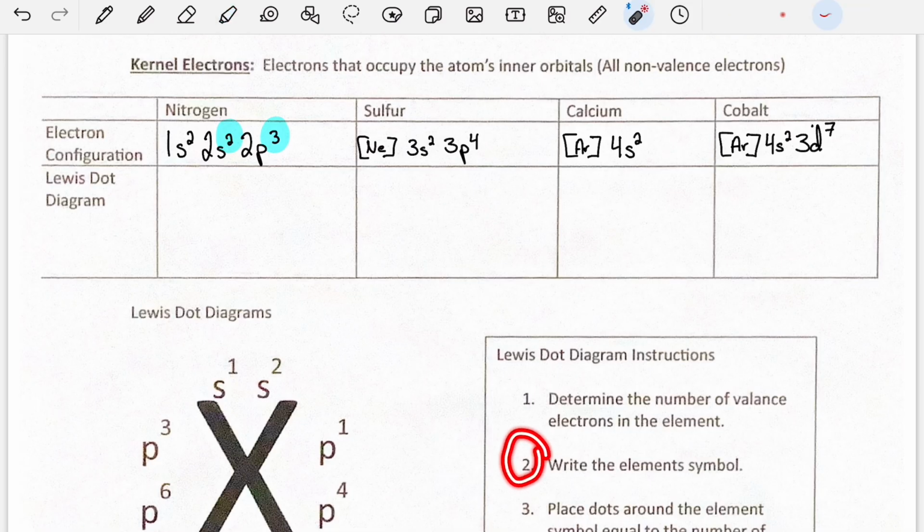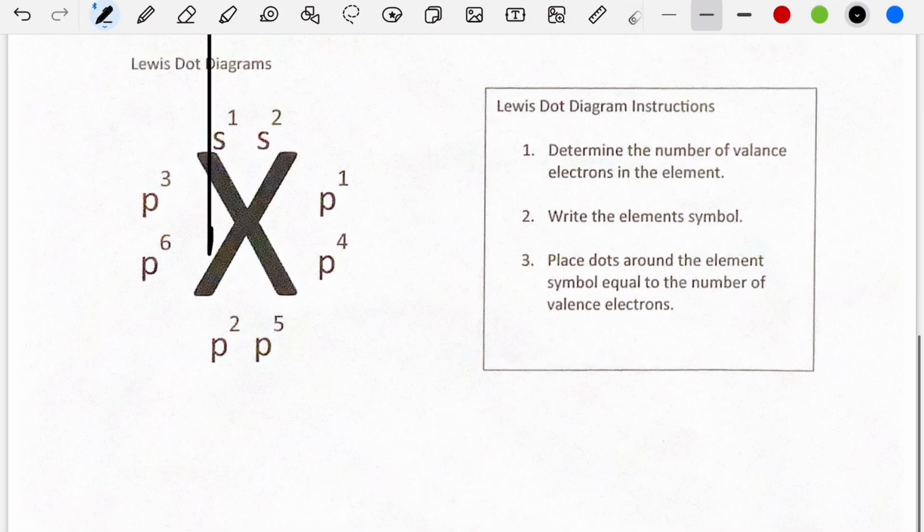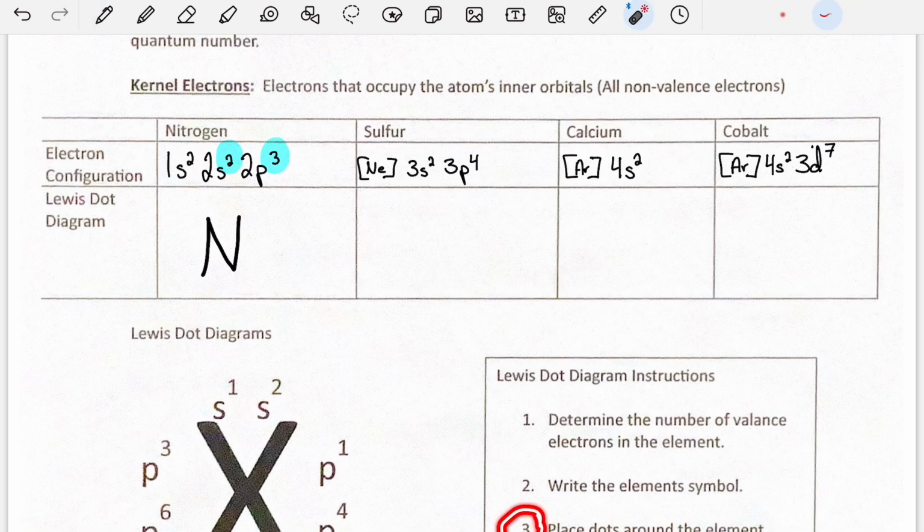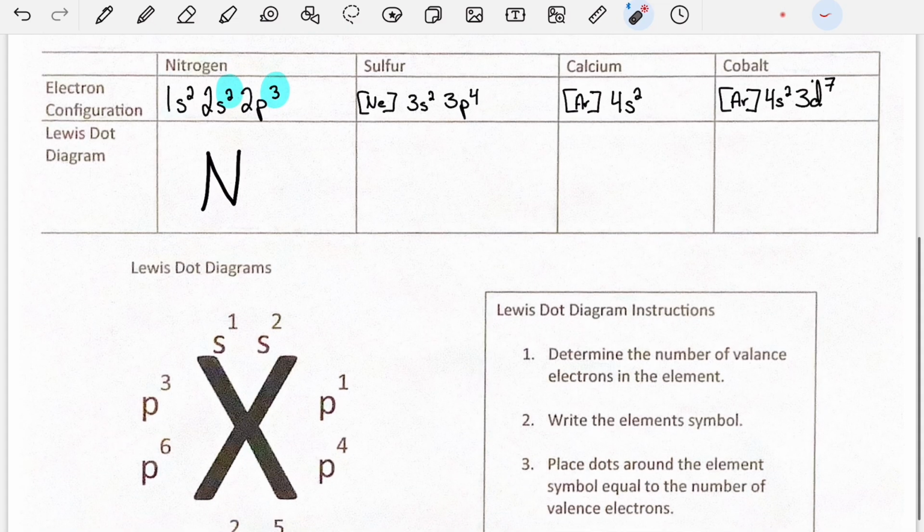The next step to make a Lewis dot diagram is to write the element symbol. The symbol for nitrogen is a capital N. The last step is we're going to place dots around the element symbol equal to the number of valence electrons. And notice how we arrange the electrons, right? So the s electrons are going to go at the top of the symbol, and then the p electrons will be spread out around it.